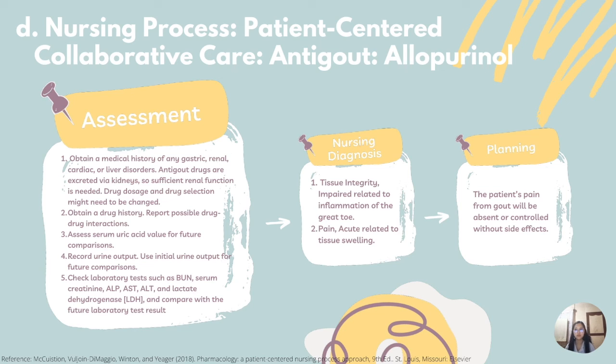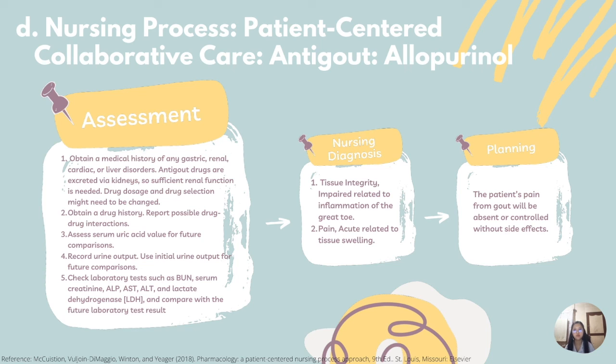Third, we're going to assess the serum uric acid value for future comparisons. And fourth, we're going to record urine output for future comparisons. And then we're going to check laboratory tests such as the blood urea nitrogen, serum creatinine, ALP, AST, ALT, and lactate dehydrogenase, and then compare them with future laboratory test results.